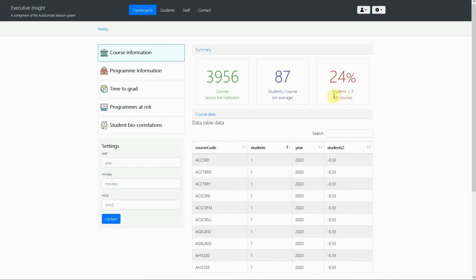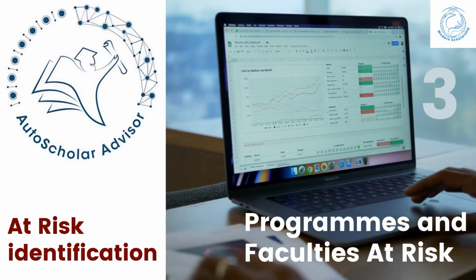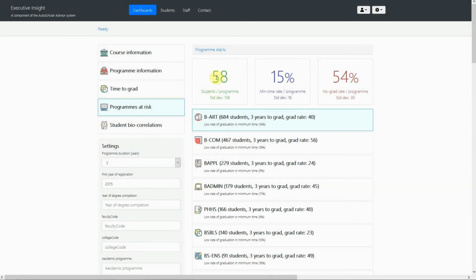We have so far looked at the student and course at risk functionality. Now let's look at how this translates to identifying programs and faculties that are at risk. This focuses on pass rates and time to grad issues. However, let's first look at the occupancy. Overall, we have on average 58 students per program and only 15% of students who are passing in minimum time.